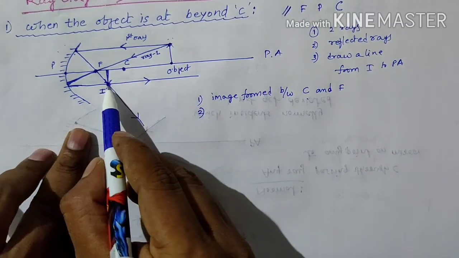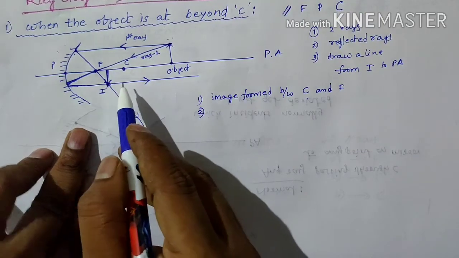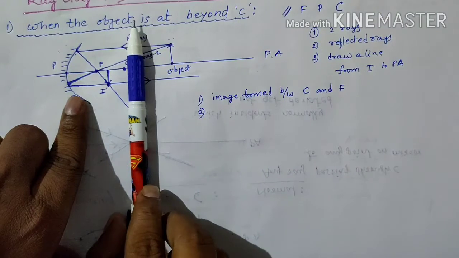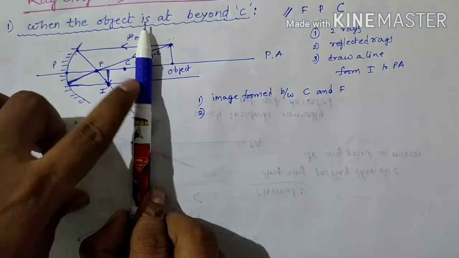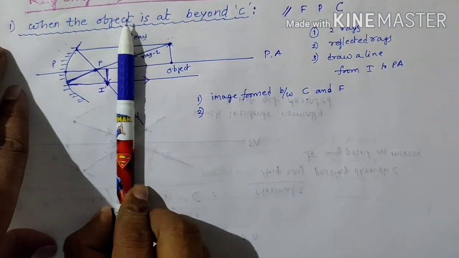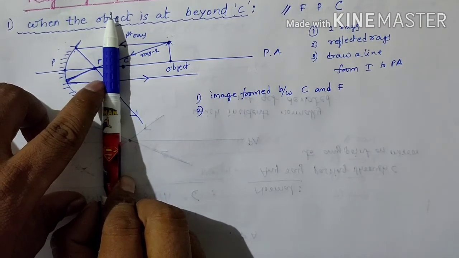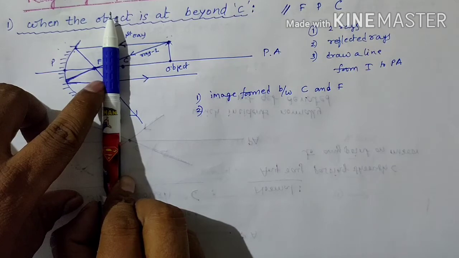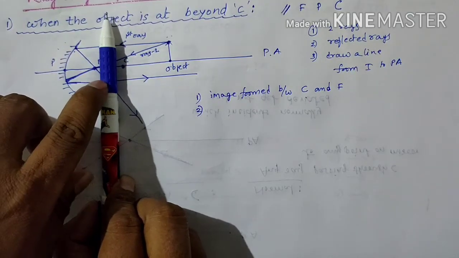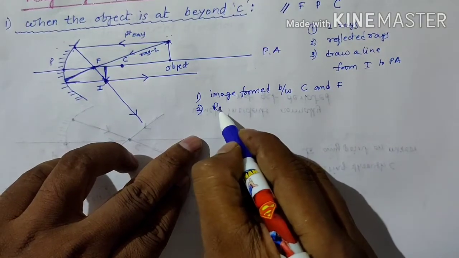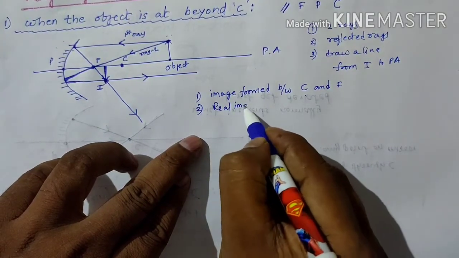And the second point is, how do you get the image? To get this image, you have to place the screen. So consider this pen is a screen. If you place the screen, you will get a blurred image. When you go on moving like this, at this point you will get the brightest, very clear image. That means the image is caught on the screen. Here the image is caught on the screen. So the image is a real image.